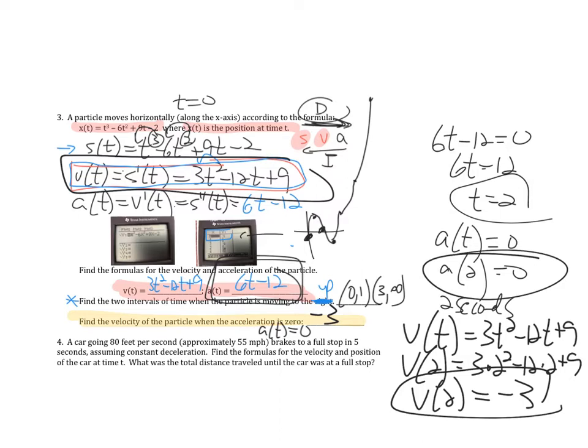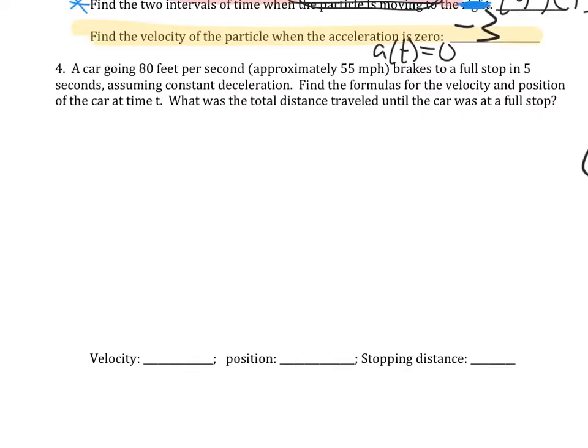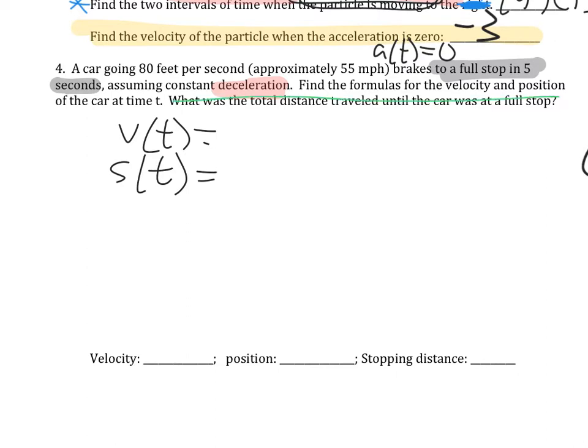The last problem in this video is problem 4. It says a car is going 80 feet per second, which is approximately 55 miles per hour, and it hits the brakes and comes to a full stop in 5 seconds, assuming constant deceleration. We'll talk about that in a second. Find the formulas for the velocity and the position function for the car at time 0. And then we have to figure out the total distance the car traveled until it came to a complete stop. Well, what do we know in this particular problem?